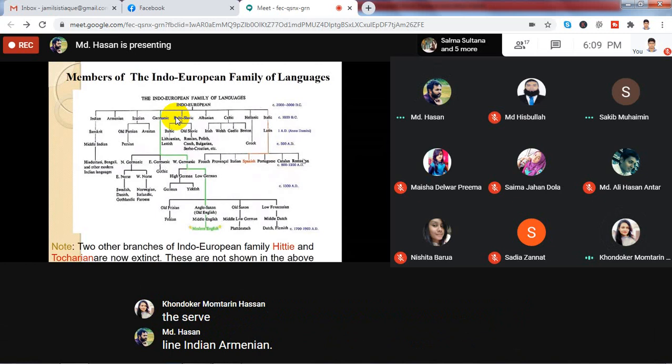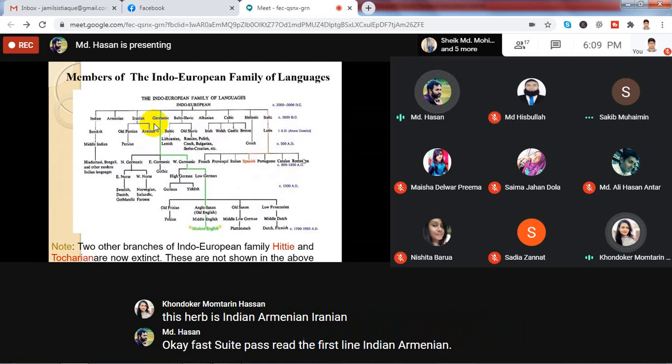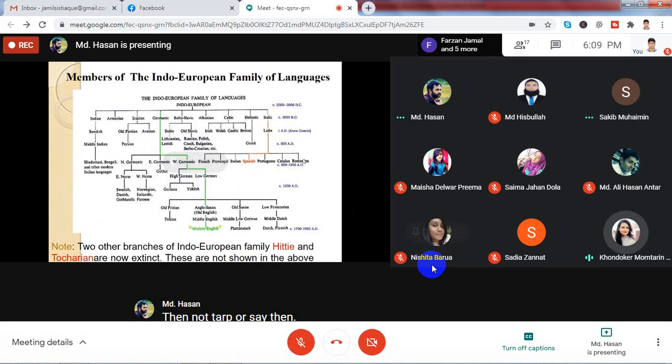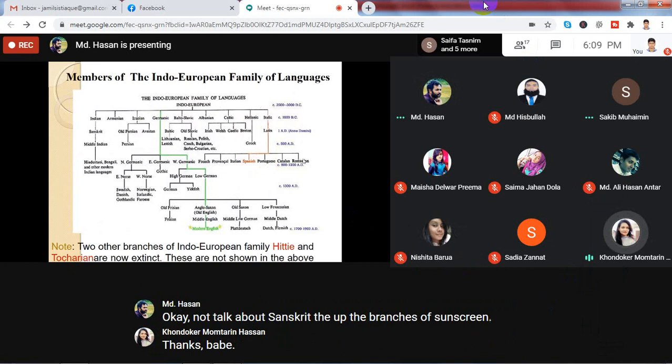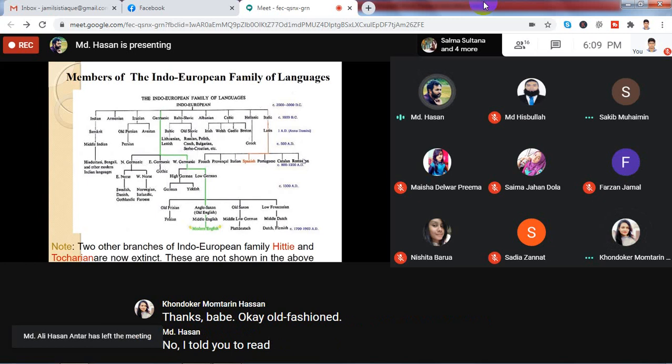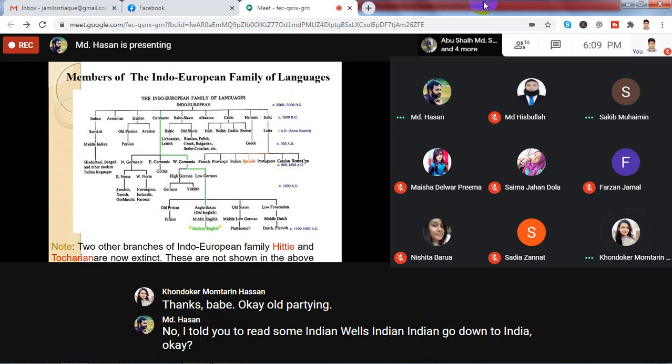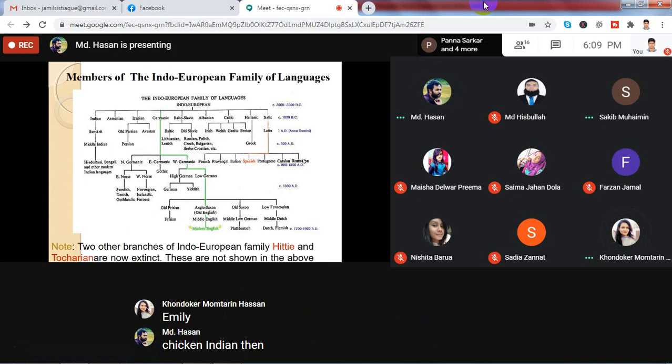Indian, Armenian, Iranian, then Germanic, Balto-Slavic, Slavic, Albanian, Celtic, Hellenic, Italic. Okay, now talk about Sanskrit, the branches of Sanskrit. I told you to read the Indian ones. Go down to Indian. Then Sanskrit. From Indian, Sanskrit is the language that came.